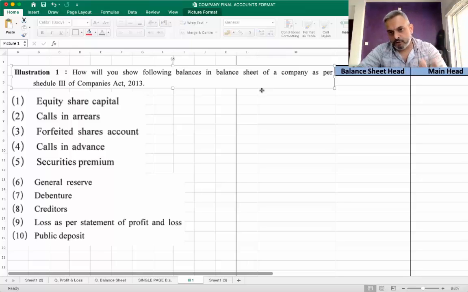Now for that we will be following the format which is given, which is serial number, then the balance sheet head, that is equity and liabilities and assets, then main head like shareholders fund, non-current liabilities, current liabilities, and then subhead, where it will go. For example, it will go to share capital, or it will go to reserves and surplus, or to long-term liabilities. So we'll be classifying into various heads, subheads, and the balance sheet head.